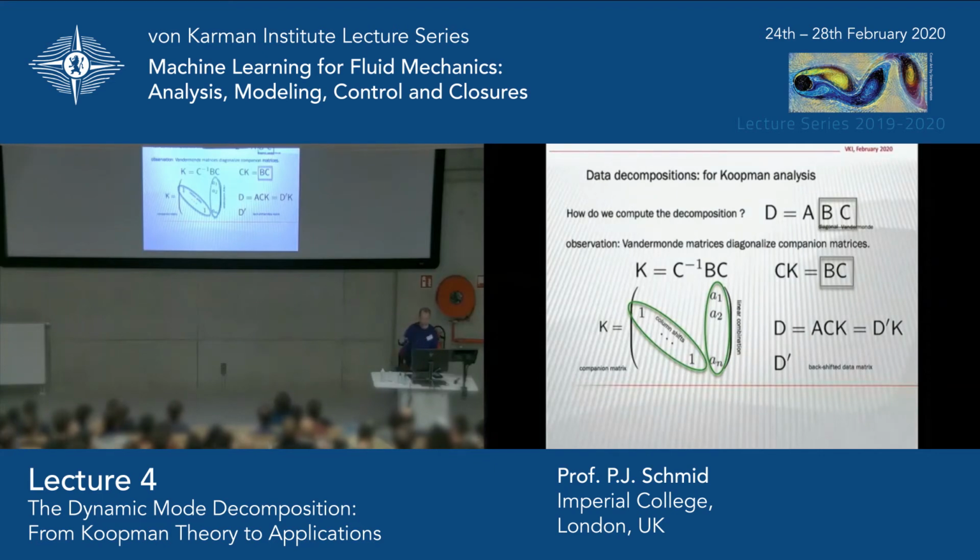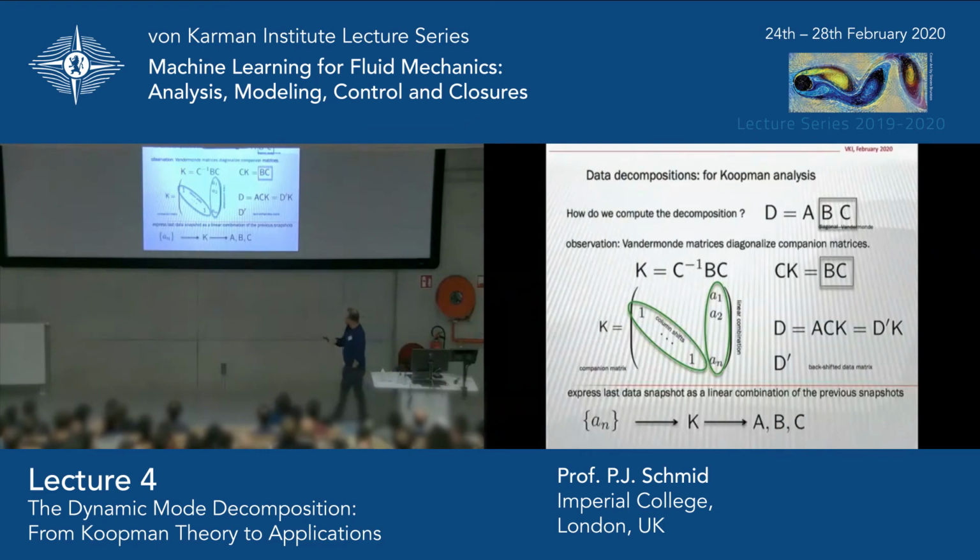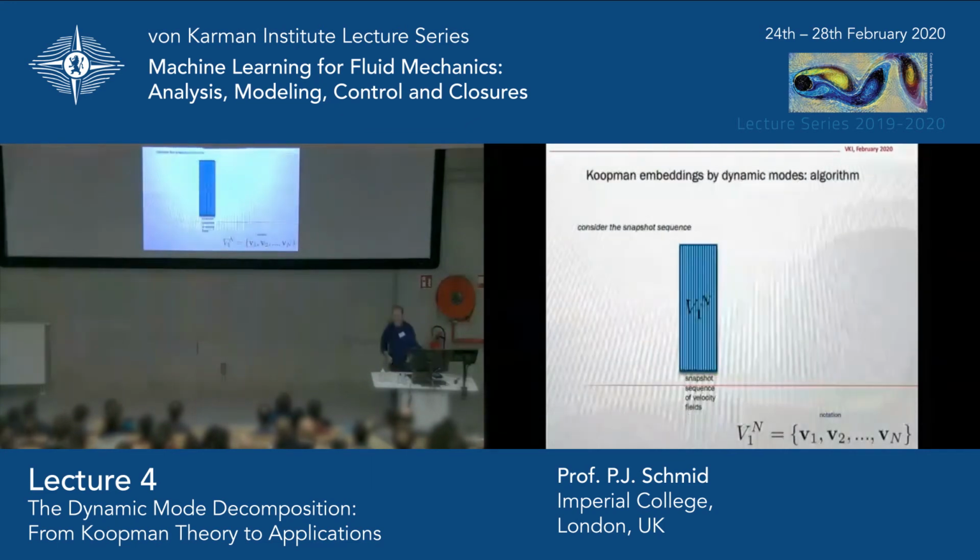And it all came from a Vandermonde matrix to start with. Okay? So the way we do that is we express the last data snapshot as a linear combination of the previous snapshots in D. That gives us the A_n's. We slap on the A_n's in the last column, fill it up with ones on a subdiagonal. That gives us the K. And then if you want to, you can go back and transform it back and get the A, the B, and the C. And that's our decomposition. Okay? And that, in a nutshell, is the dynamic mode decomposition.